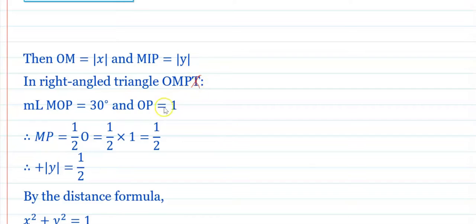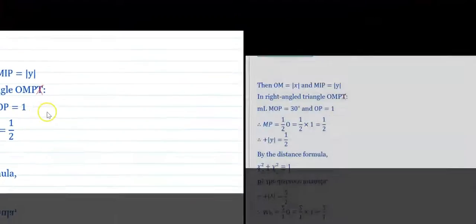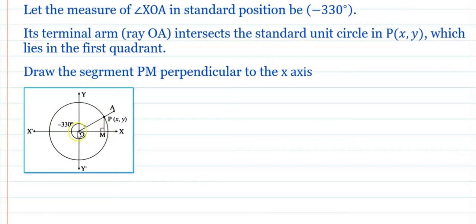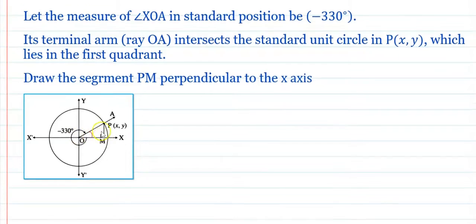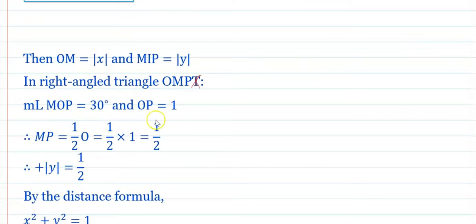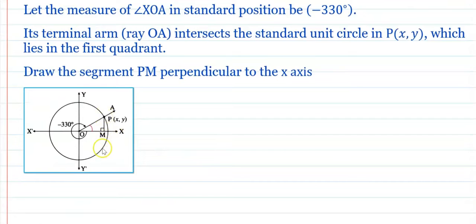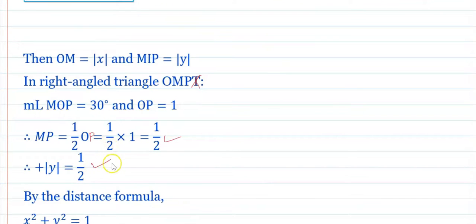Therefore, angle MOP is equal to 30 degrees. Therefore, OP is equal to 1. Therefore, MP is equal to 1 upon 2 OP. This is the OP, 1 upon 2. And therefore, MP means what? MP means the y distance. Therefore, y is equal to 1 upon 2.